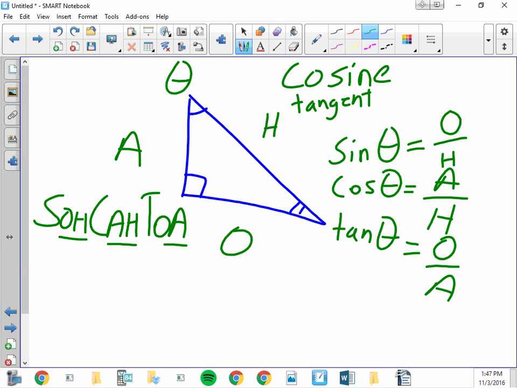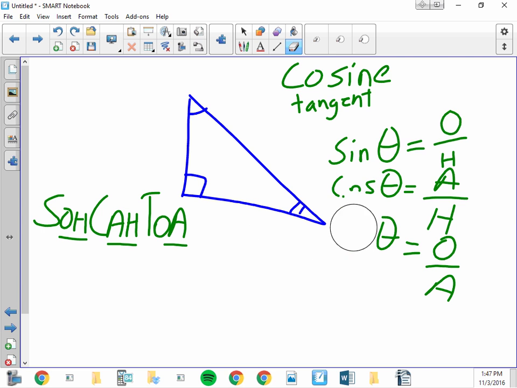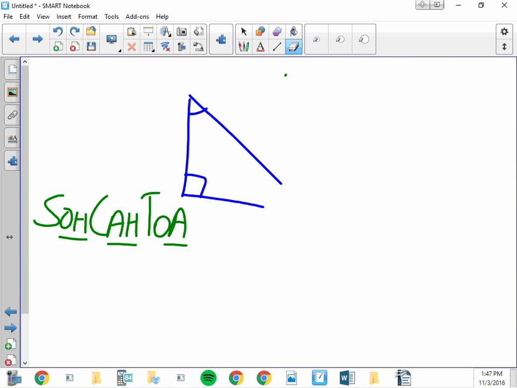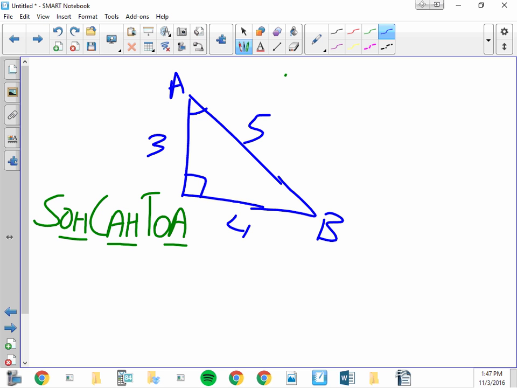Let's go back to our 3, 4, 5 triangle. Erase some of this. Let's call this side A and B, 3, 4, and 5. If I wanted to know what is the sine of A, what would the ratio for the sine of A equal? Angle theta is going to be placed up here. Sine is O over H.